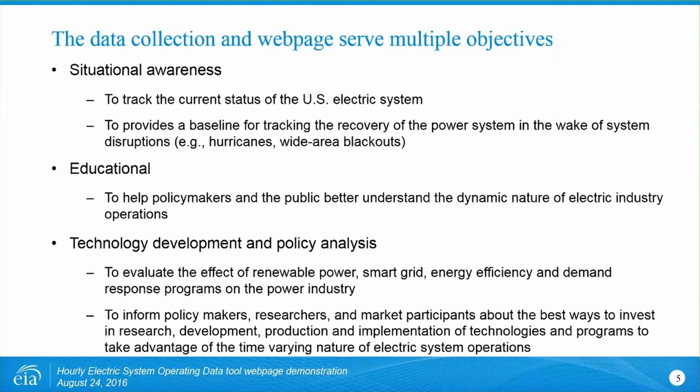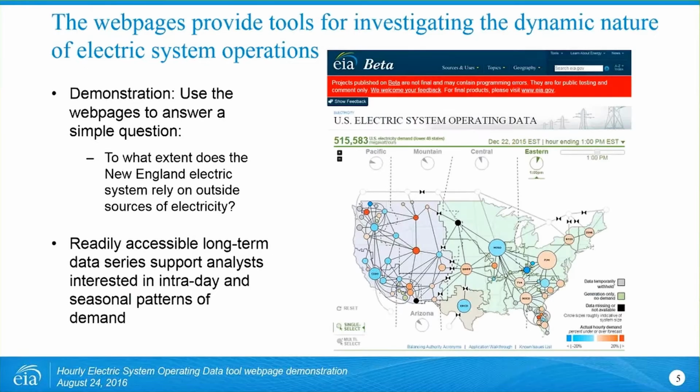And then another way of saying basically the same thing is that developing and implementing a number of technologies and programs can be helped by understanding how to take advantage of the varying nature of electric system operations. So those are just three of the uses that we foresee for this information. There are others out there. All right, so let's move to the next page.